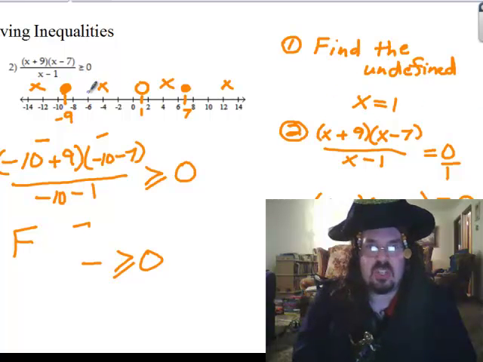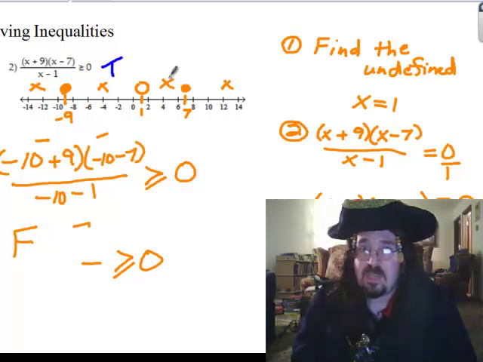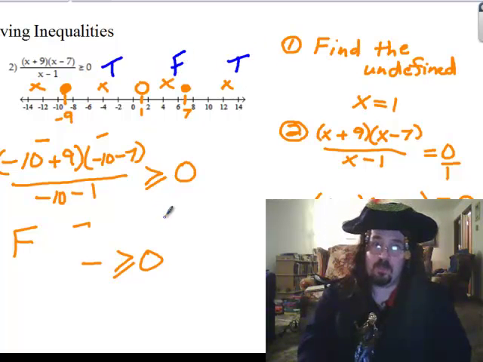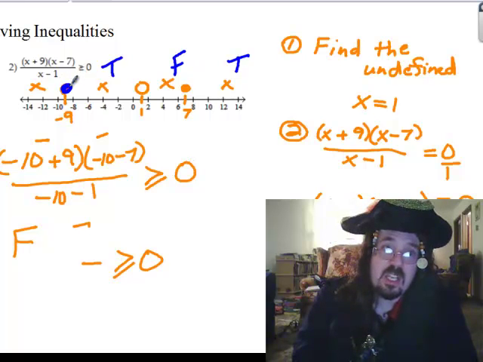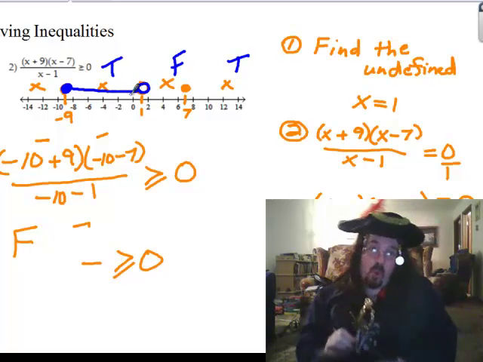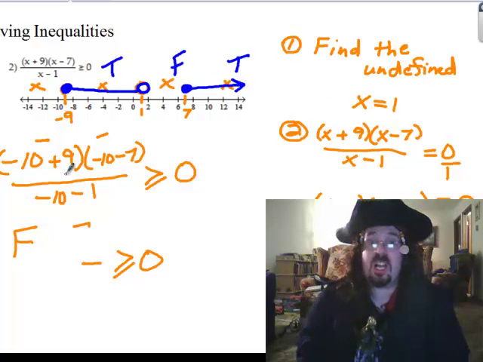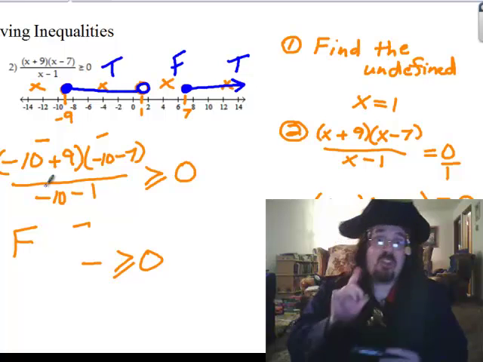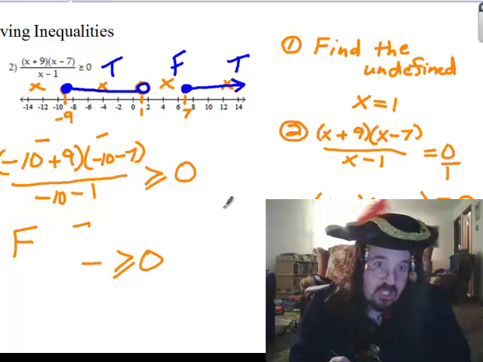If you continue, you will find that this is true, and this one's false, and this part is true. So, to finish this problem, we need to include all of these points up until 1 where we leave the hole, and then from 7 onward where we draw an arrow. And all we need to do now is write this in interval notation.